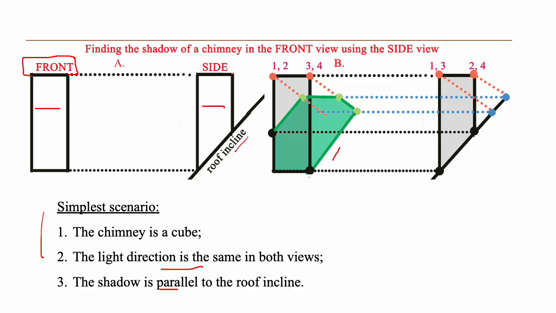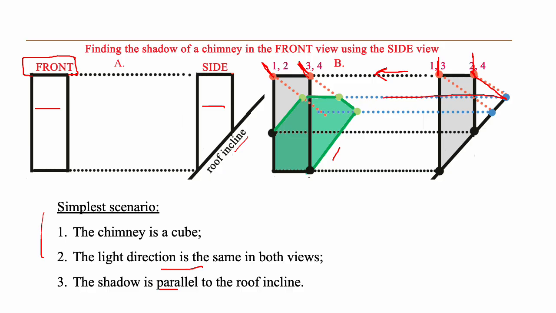So this point here on the front view represents point 1 in front and point 2 in back. This one is point 3 in front and 4 in the back. When we look at the chimney from the side, in the side view, this point here are the 2 points in front, 1 and 3, and these are 2 points in the back, 2 and 4. So let's draw a light ray from 2 to 4. It hits the roof here.